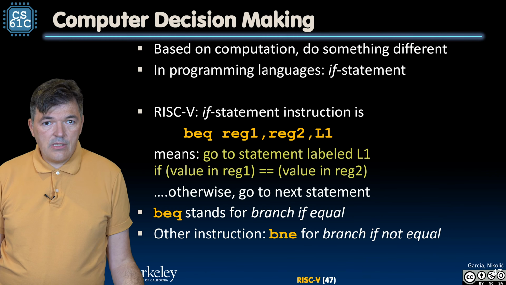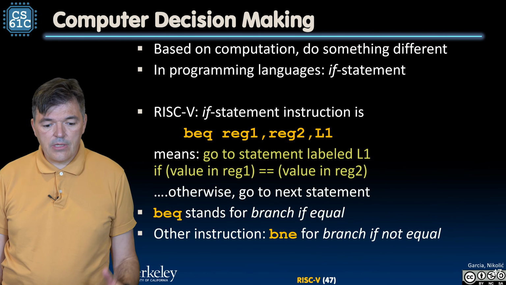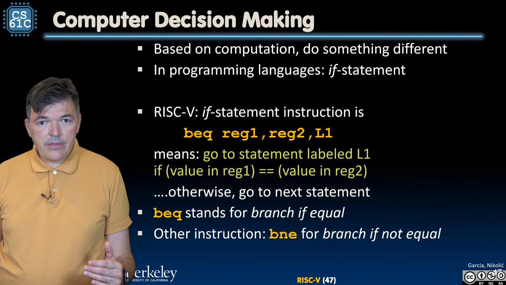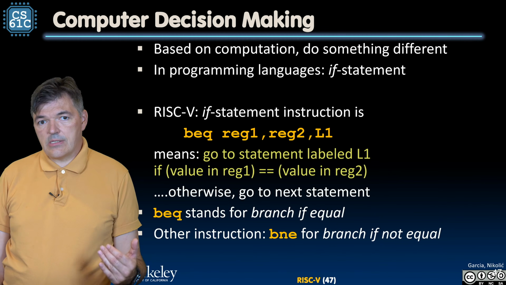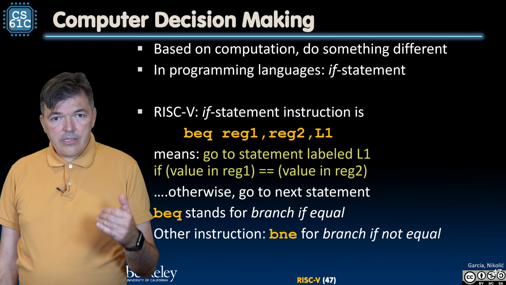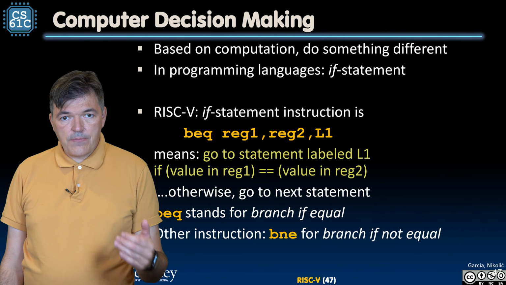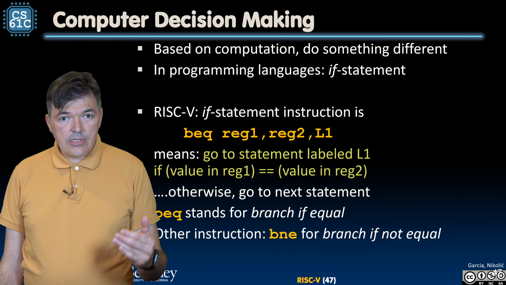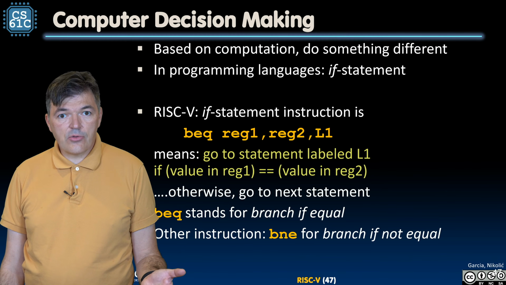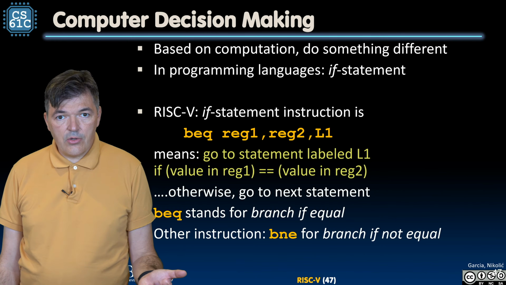An example of that in C is the if statement. And in RISC-V there is no if statement, but there is its counterpart. I wouldn't say it's an equivalent, it's a counterpart. That is a set of branch instructions. Branch instructions are those that support decision making. They change the order of execution of instructions in the code.